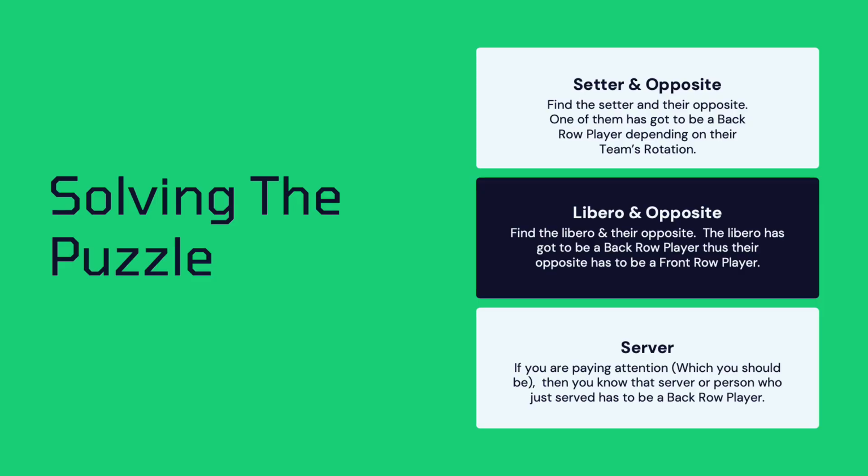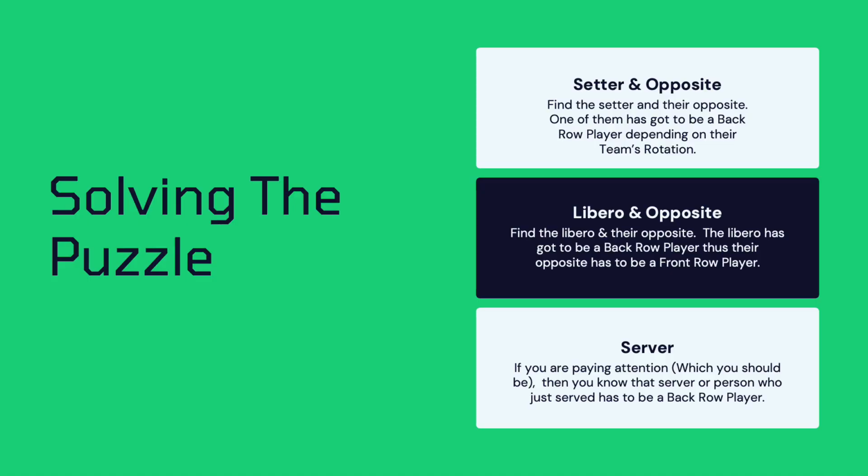So this is what we are going to do. The first thing we're going to do while the ball is dead and prior to the beckon for serve, for every dead ball, we're going to find our setter and their opposite. And remember, one of them has got to be a back row player depending on the team's rotation. On rotations 1 through 3, we know the setter has to be the back row player. On rotations 4 through 6, the setter has to be the front row player. But if we know the setter and the opposite, we know one of our back row players.